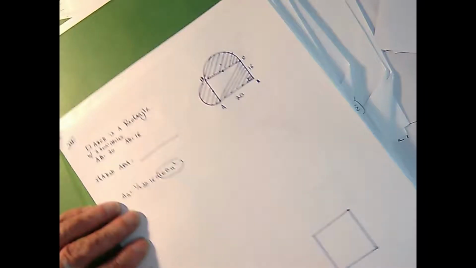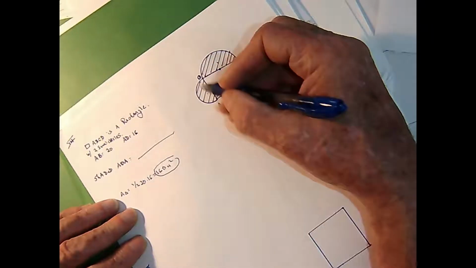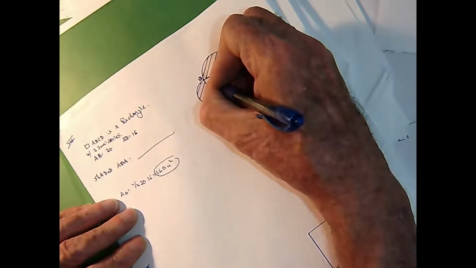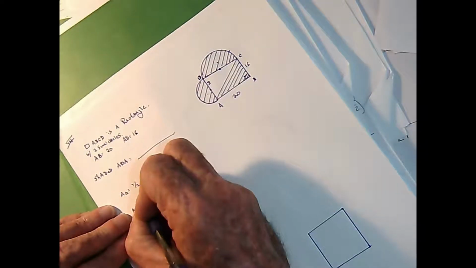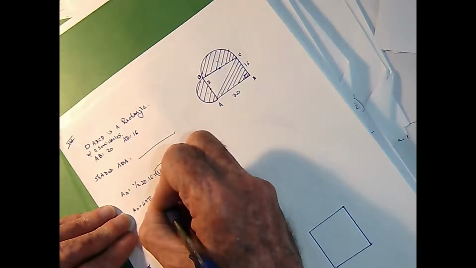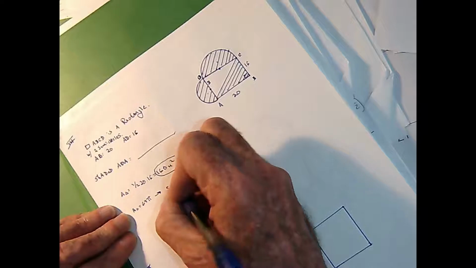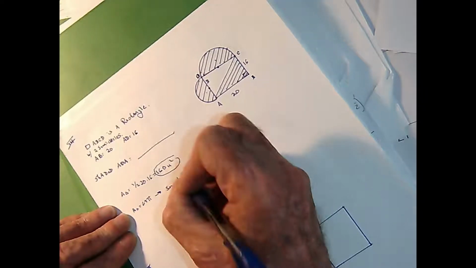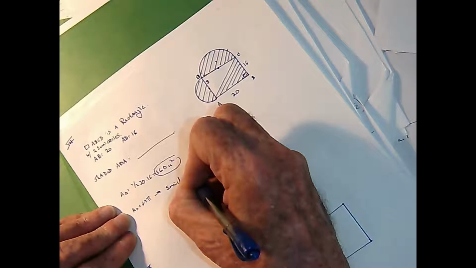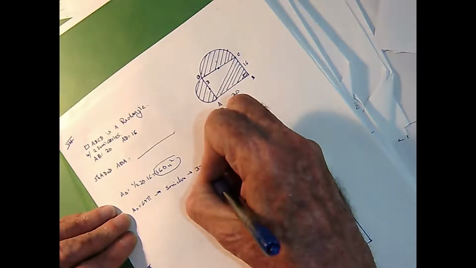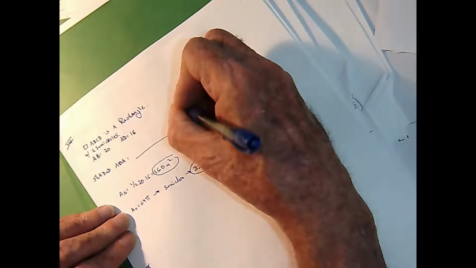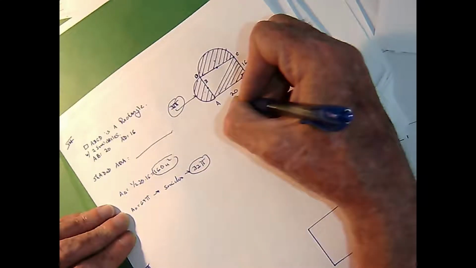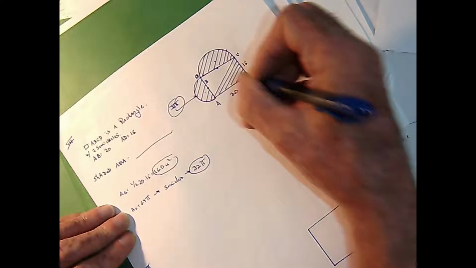But then, if this side is 16, wouldn't AD have been 16? Therefore, the radius would have been 8. The radius of that semicircle. The area of that circle would be 64 pi. But the semicircle would have been 32 pi. So we got 32 pi for that part right there, and 160 for that triangle right there.